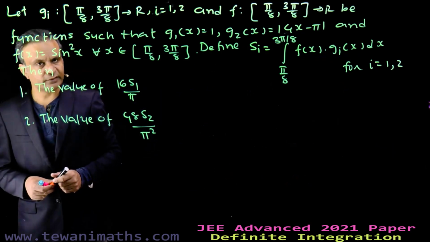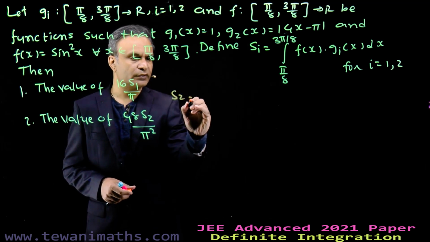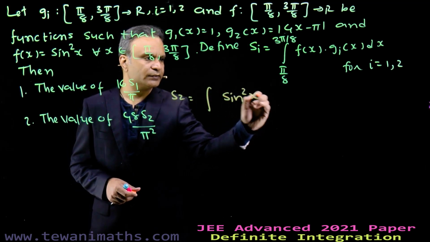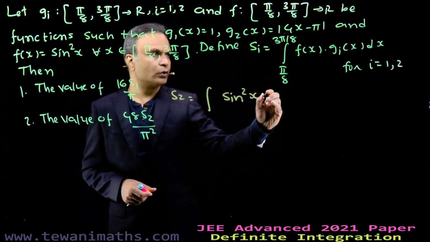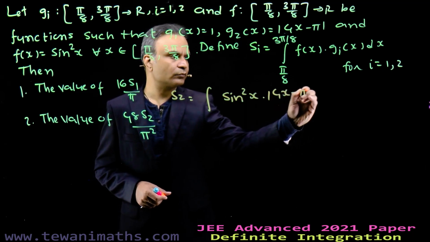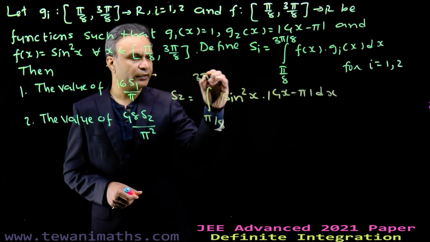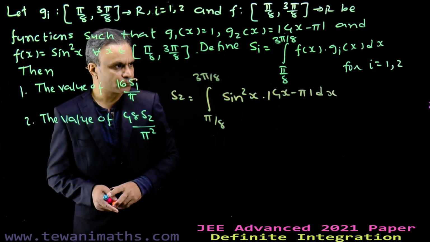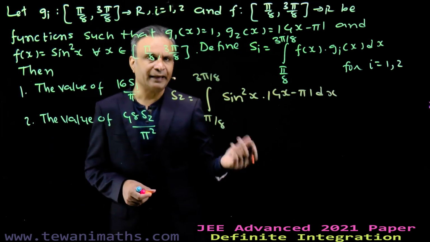Now we have to get the value of S2. Put i is equal to 2 here, we get S2 is equal to the integrand function will be sine square x multiplied by g2(x), which is modulus of 4x minus pi. Lower limit pi by 8, upper limit is 3 pi by 8. Now here also we can use the same property. We can replace x with pi by 2 minus x.